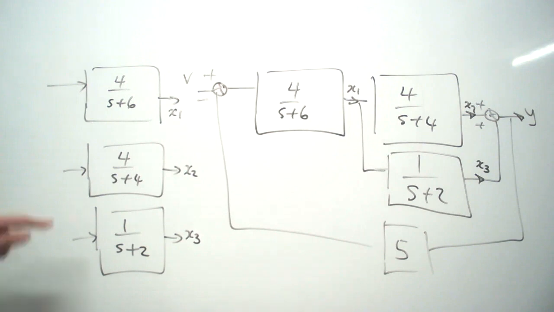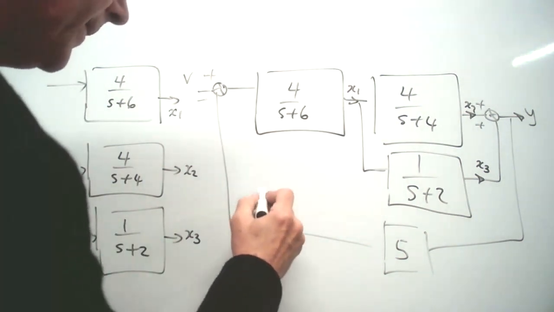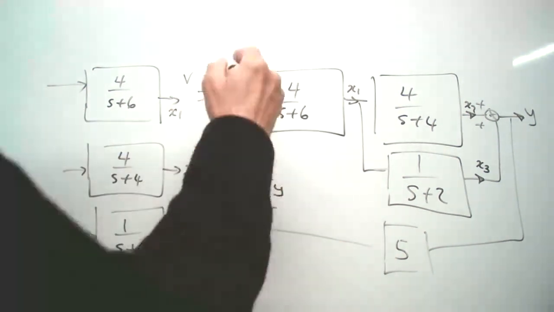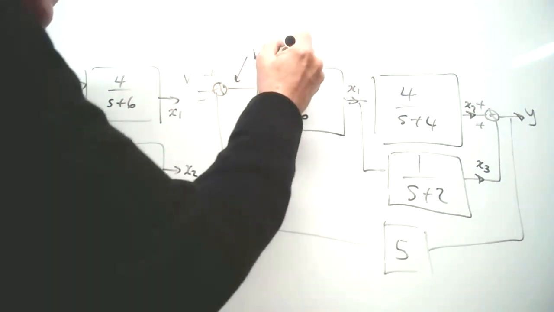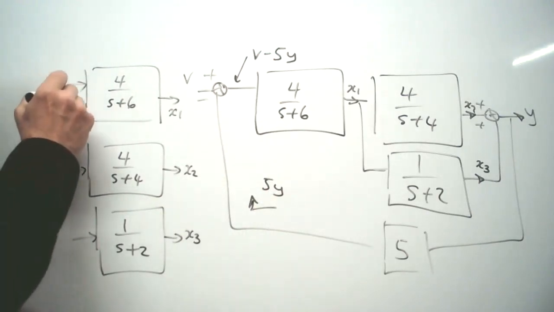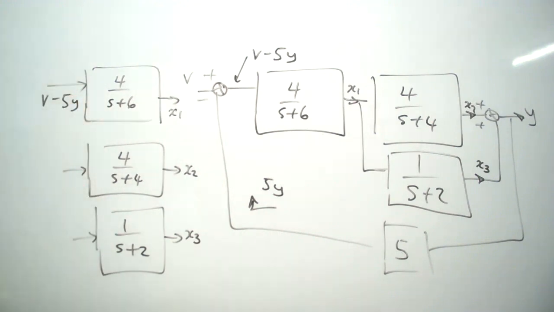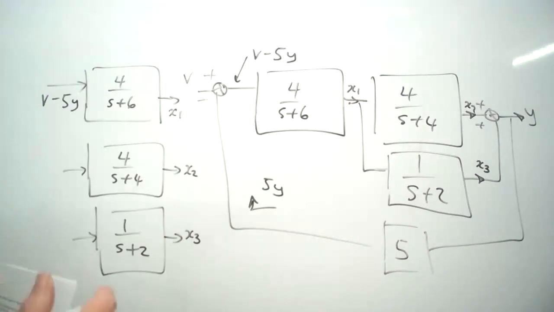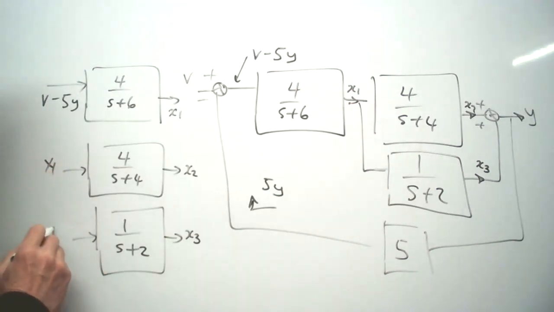So what we've got to do now is work out what's going into each of these. To work out what's going in, you've got to look at your block diagram. That signal there is actually 5y, isn't it? So that signal there is v minus 5y. So this one here is going to be v minus 5y. Then into both these boxes, by chance, you've got x1 going into both. So that's x1, and that's x1 as well.